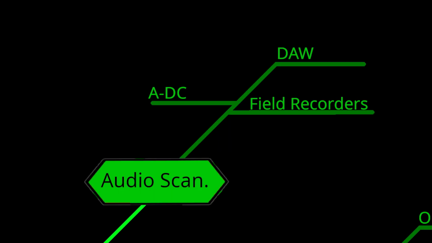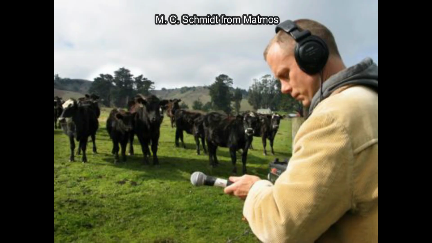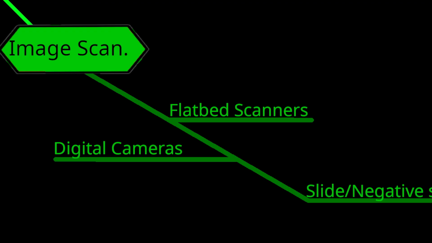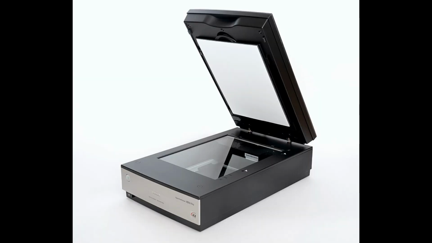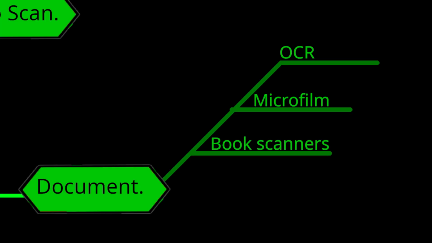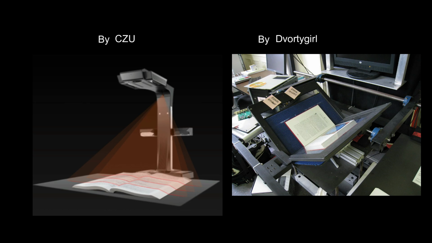Audio digitization is analog to digital converters, digital audio workstations, and field recorders. Video digitizations are video capture cards, digital camcorders, and frame grabbers. Image digitization, digital cameras, flatbed scanners, slide/negative scanners. Document digitization has optical character recognition (OCR), microfilm scanners, and book scanners.